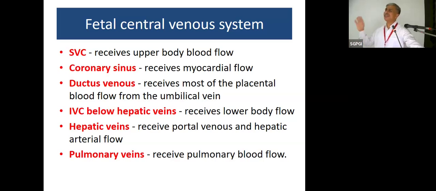So we shall be seeing it in the schematic diagram so that it will be easier for us to understand. And pulmonary vein, which is receiving the pulmonary blood flow. There will be some repetition in this slide as well, because we have to understand the concept slowly and build it up. So these are the 6 central venous systems which we understand.